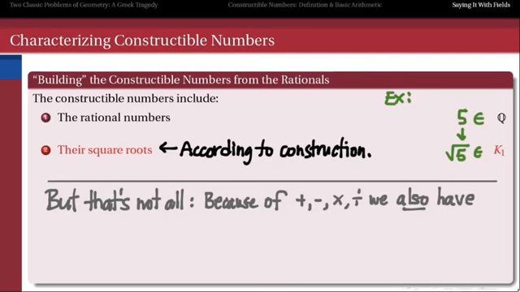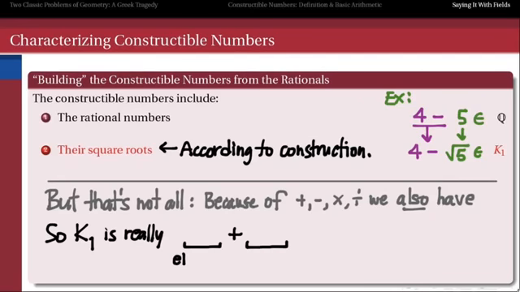But here's the wrinkle. We don't just get pure square roots of rational numbers. Because we also have addition, subtraction, multiplication, and division, in other words, because our constructible numbers form a field, not only can I construct the square root of 5, but I can also construct, for example, 4 minus the square root of 5. Why? Because 4 is constructible, and radical 5 is constructible, and I know I can subtract constructible numbers.